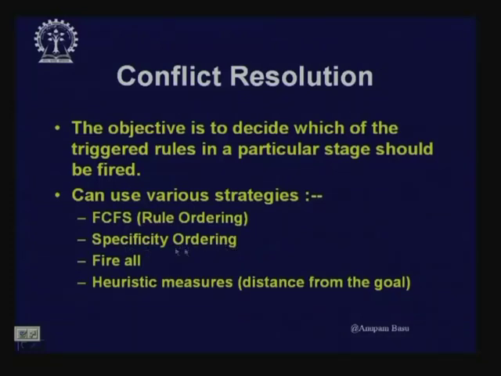On the other hand, the other strategy, which is known as the specificity ordering strategy, is different in the sense that it will select the rule that is more specific. Let us consider a scenario. Say one rule says if A, then X, where A is a predicate. Another rule says if A and B, then X. Now, which of these rules is more specific? Assume that both the facts A and B are true and are there in the fact base. So, both these rules are triggered. Now, which rule is more specific?